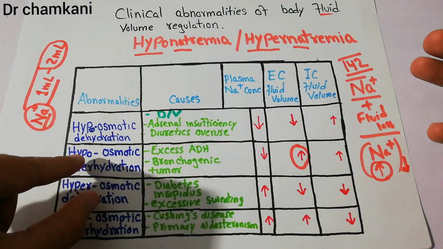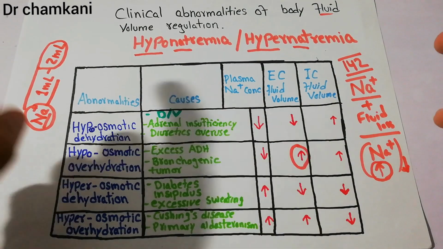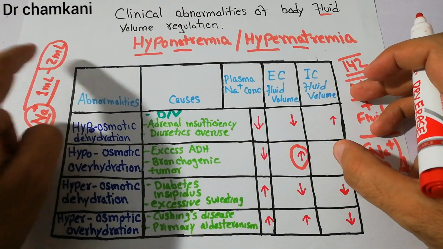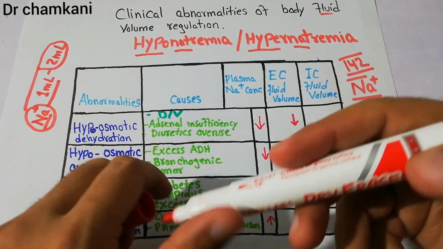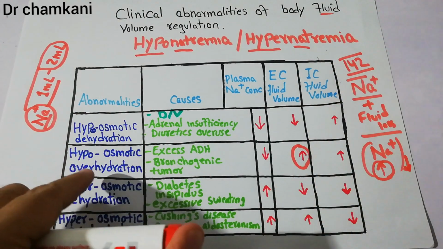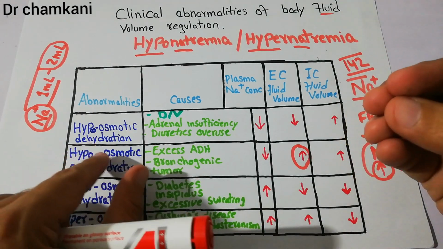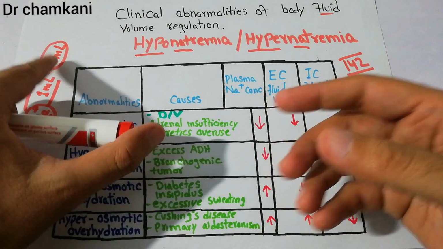So it is also in a hypo-osmotic condition, but the thing is there is increase in fluid, there is no dehydration, there is rather increase in the fluid volume in the body. So this is a hypo-osmotic condition with overhydration, in which the hypo-osmotic condition occurs with an increase in the fluid volume.